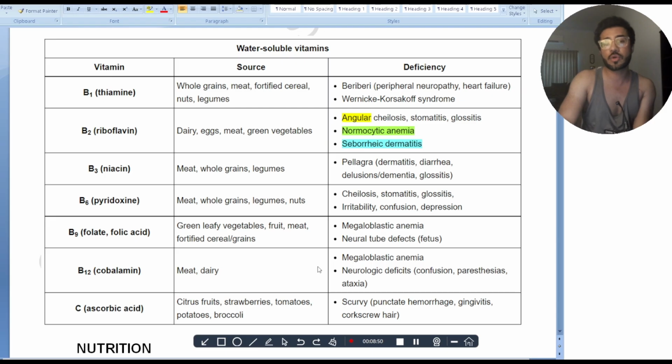So let's move on to riboflavin. The most high yield finding here is seborrheic dermatitis. What is seborrheic dermatitis? You basically get seborrheic dermatitis in places where hair grows, like the eyebrows, the scalp, and behind the ears, and you basically get overgrowing fungi and you form yellow flakes and the scalp becomes red and itchy. I'll show you a diagram.